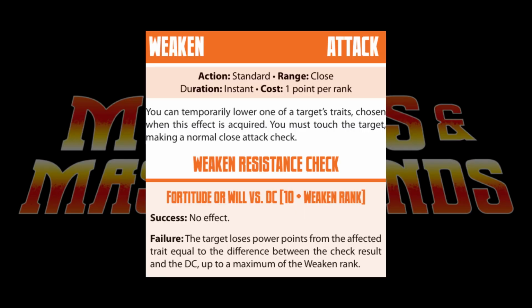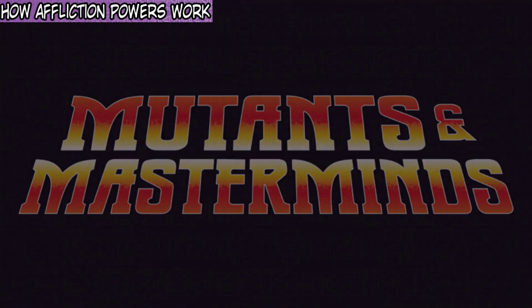First and foremost, if you're looking to reduce specific stats, there's another power that also functions as a debuff, called Weaken. I will not be going over that power in this video, but a similar effect can be achieved with an affliction. How affliction powers work.